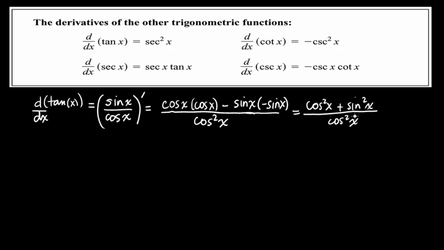Okay, going back again to your trigonometry, what is cosine squared x plus sine squared x equal to? Remember, that's your unit circle, so this should be equal to 1. So the numerator is just equal to 1. So we now have 1 over cosine squared x. And what is that? Remember, what's the reciprocal of cosine x? It's secant. So this is now equal to secant squared x. So we have shown you that the derivative of tangent x is equal to secant squared x.